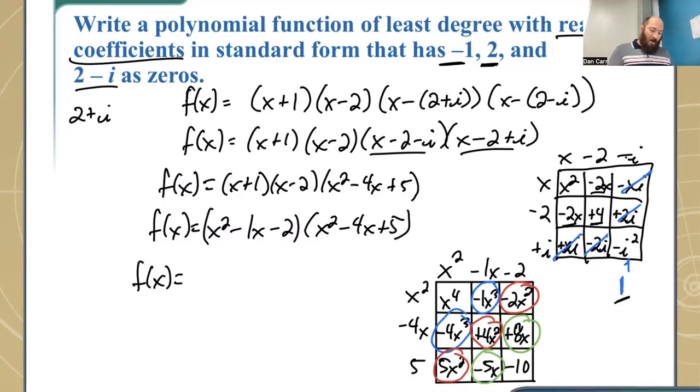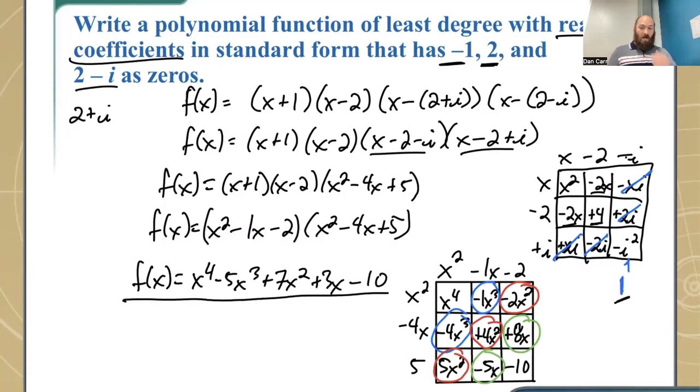So my final step, my polynomial function that has all these zeros will be x to the 4th. Negative 4 minus 1 is a negative 5, x to the 3rd. Then 5 plus 4 is 9, minus 2 is a positive 7x squared. Negative 5 and a positive 8 is a positive 3x. And then minus 10. So this is my final answer here.